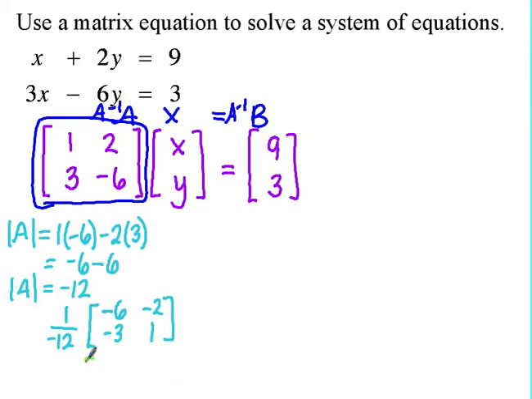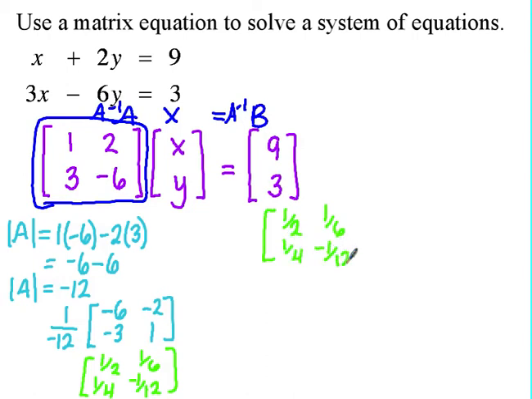And so when I distribute that, what is negative 1/12 times negative 6? 1/2. What is negative 1/12 times negative 2? 1/6. 1/4, and then negative 1/12. So that's the inverse, right? So what am I going to take that inverse times? I'm going to take it times 9, 3.